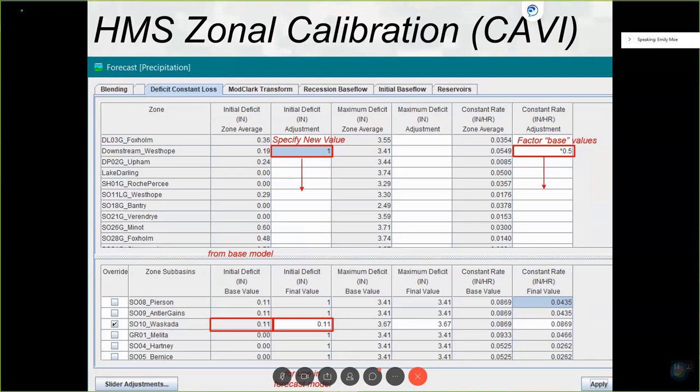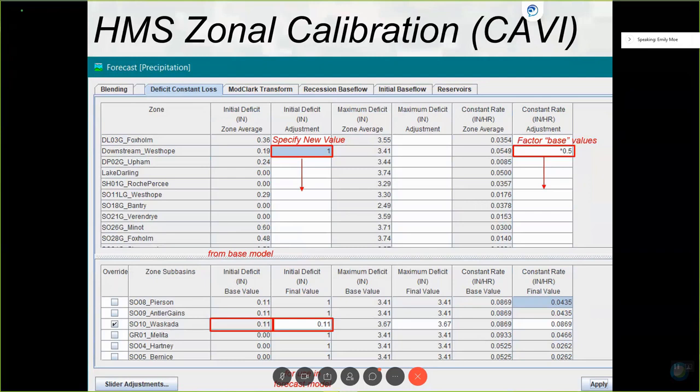The combined parameter editor then allows the user to adjust these base values all at once within the entire zone. And this can be done by specifying a new value, such as 1 inch on the upper example there for the initial deficit, or the user can factor those base values. For example, over on the right, we're factoring those constant loss values by 0.5, so we're cutting them in half.